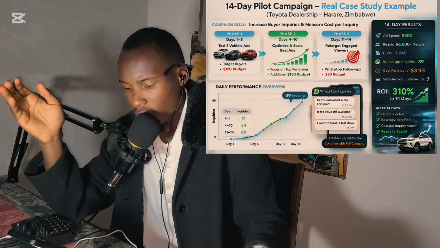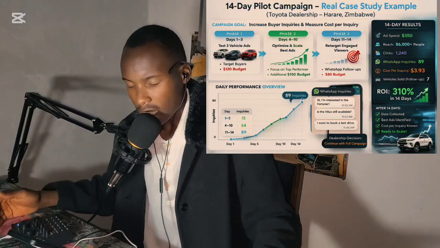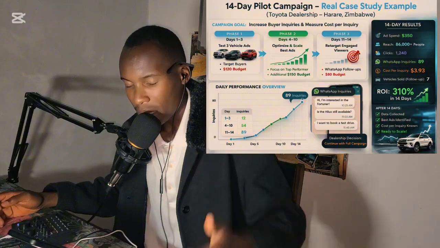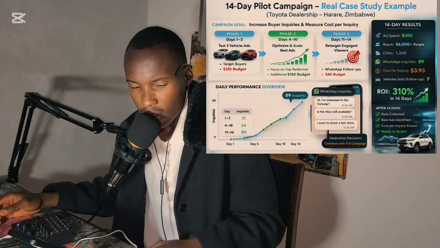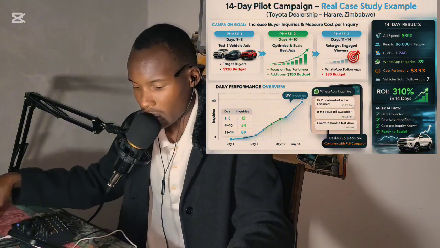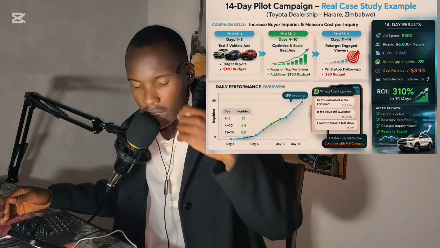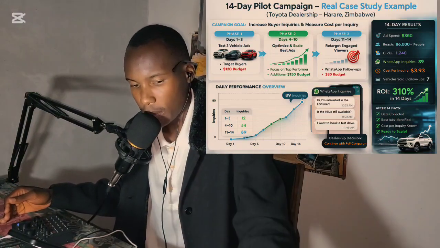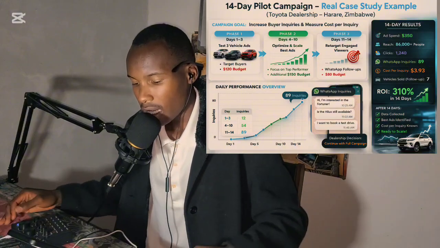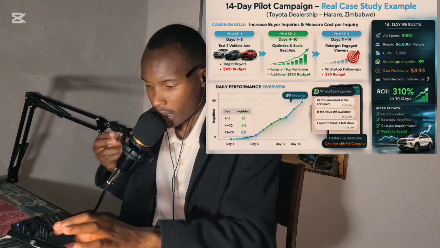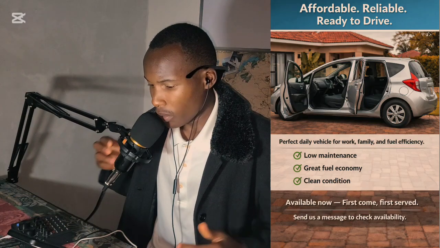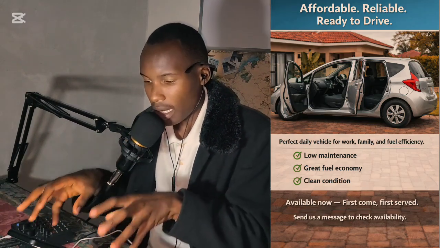So after 14 days, we have data collected, we have the best advert identified, what works and what does not work. We have the cost per inquiry known, how much it costs us to get these people. And then we are ready to scale. So when we are creating an advert, we are looking at something like this.